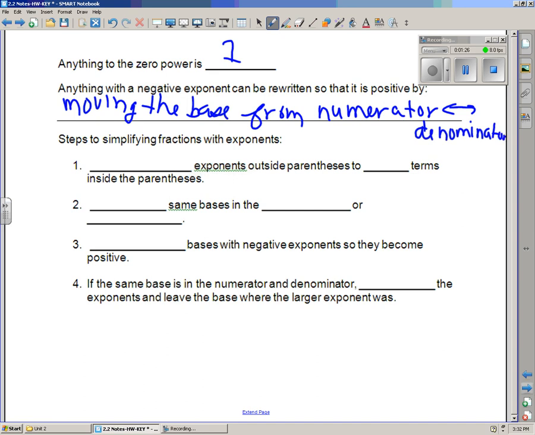Okay? So when you deal with fractions that have exponents in there, the first thing you want to make sure that you do is that you distribute exponents outside the parentheses to all the terms inside the parentheses. You want to make sure that you combine same bases that are in the numerator or denominator.